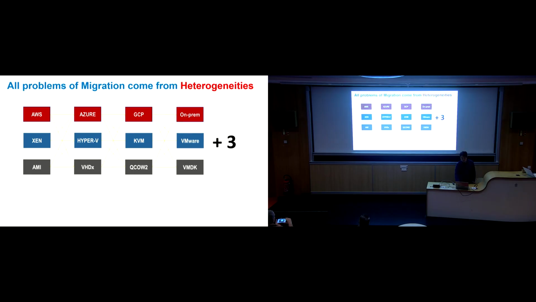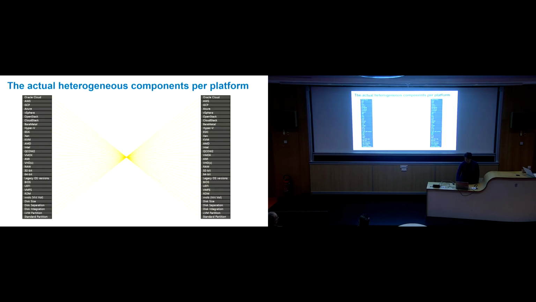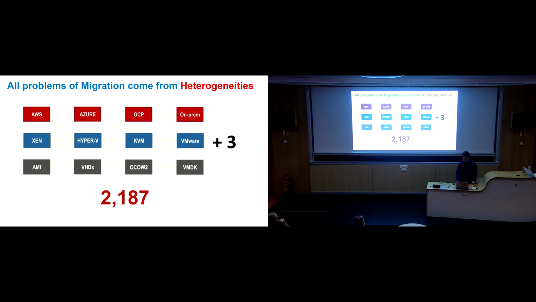Let me add 3 more different platforms. How many migration scenarios are there? Yeah, over 2,000, right? However, the actual number of components contributing to heterogeneity issues is over 30 per platform. Like that. I'm gonna add 70. Okay?